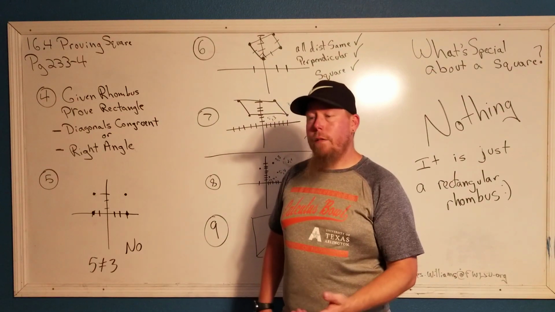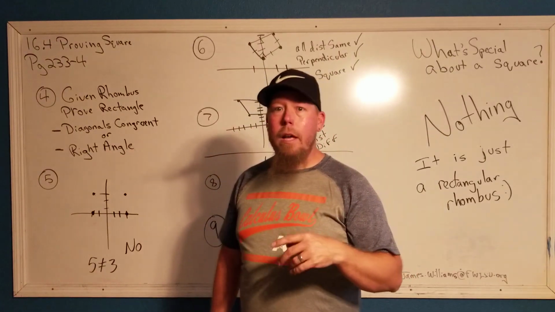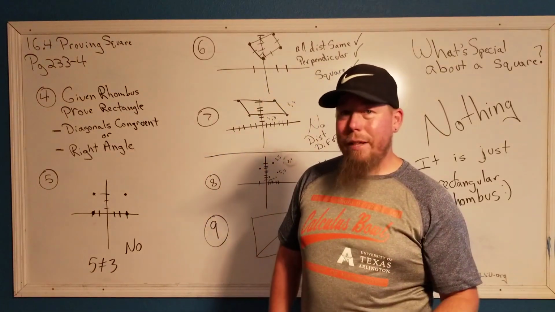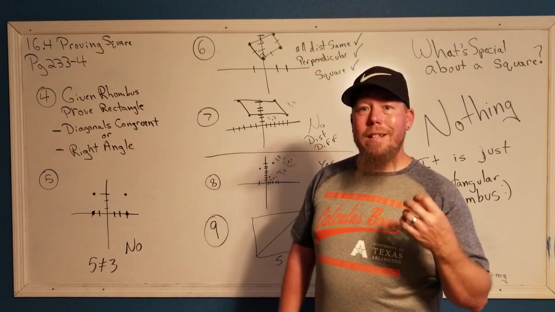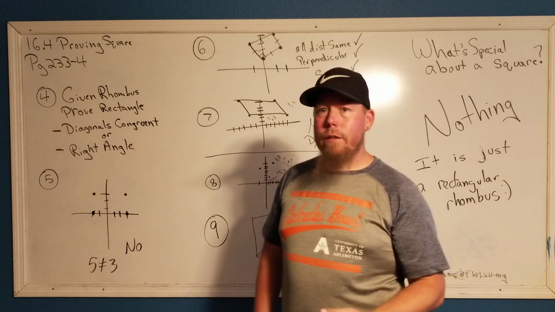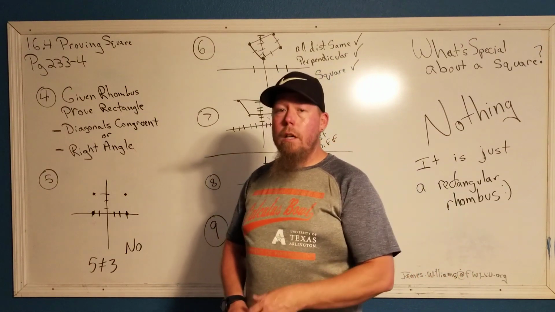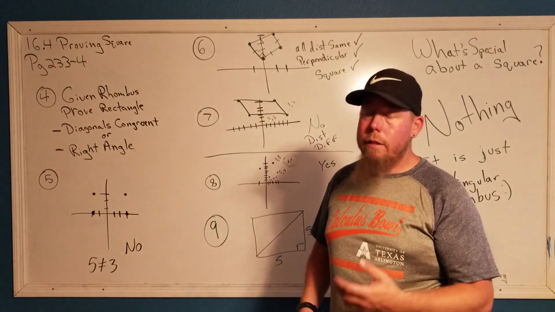And so how do you do that? Well, if you do distance formula around the outside of the shape, and it turns out that all 4 sides are the same length, then you have a rhombus. And then you would do slope formula for 2 consecutive sides to show that the slopes are negative reciprocals of each other, to prove that it's a rectangle. And if you have both of those things, you have a square.